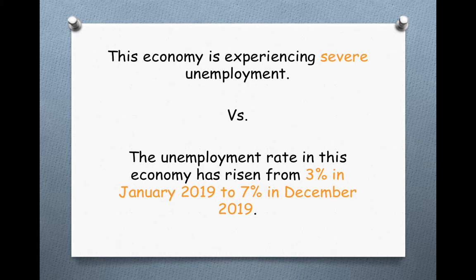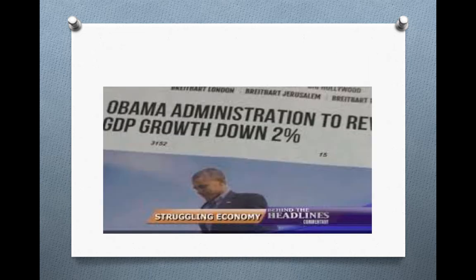Whereas the second statement, which says unemployment has risen from 3% to 7%, gives facts and statistics, and it gives a comparison between January 2019 and December 2019. Therefore, we can look for previous records, past records of unemployment, and see whether this statement is true or false. Now, these kind of statements you will see in newspapers, online or offline. You would see these statements appearing in multiple places.